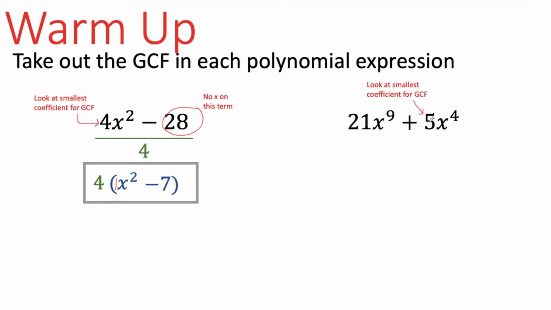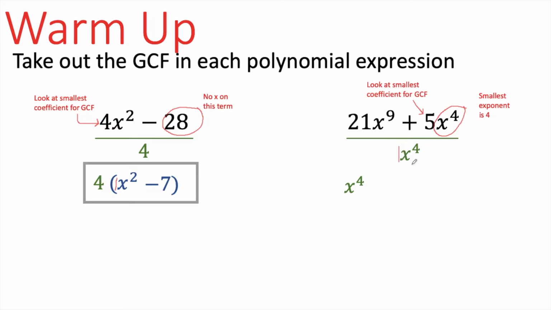So now we're going to look and see, can we take out any variables? On the 21, this first term has x to the 9th. And the second term with the 5, we have x to the 4th. So I can take out variables, and we're always going to take out the variables with the smallest exponent. So our GCF here is going to be the fact that we can take out x to the 4th power. So we're going to put x to the 4th in the very front, and then again, we're just going to divide both terms by x to the 4th.